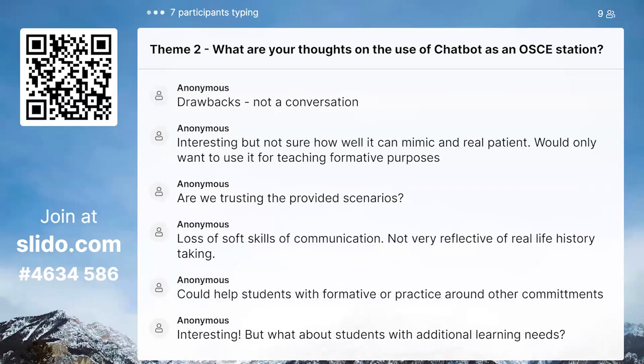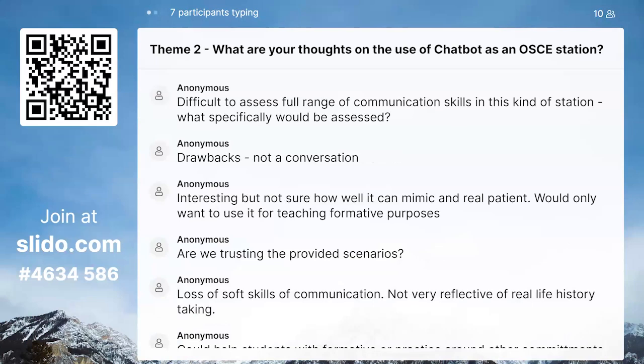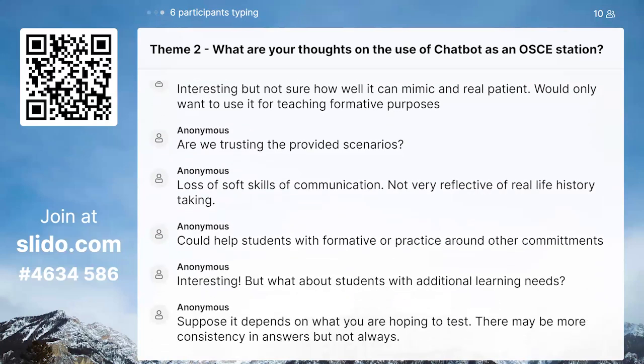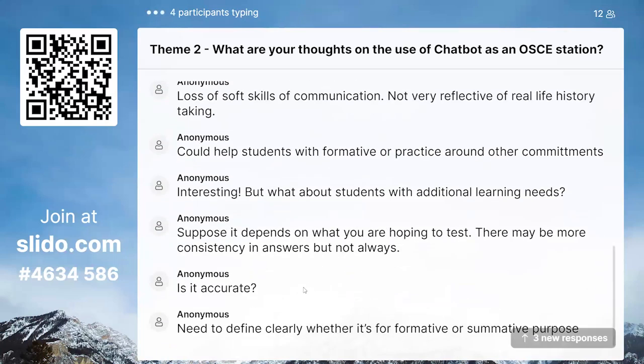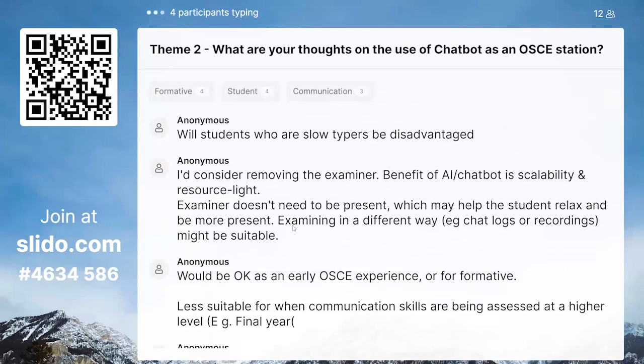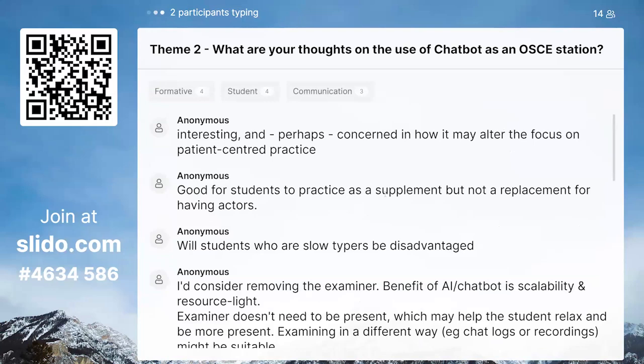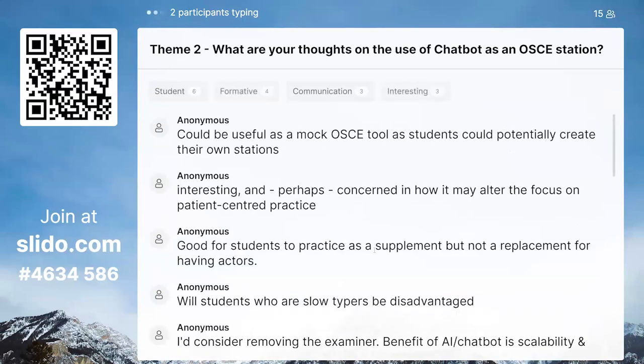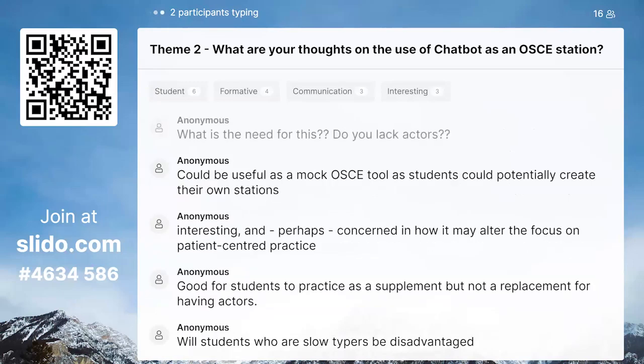So we had a blended model where we had a facilitator who was human, who was asking the questions afterwards and actually deep diving into that history. So I'm just having a look through, so I'll start at the top. Good for students to practice as a supplement, but not as a replacement for having actors, okay. Concerned about how it may alter the focus of patient-centered practice. And that is what some of our students also put forward during the semi-structured interviews.